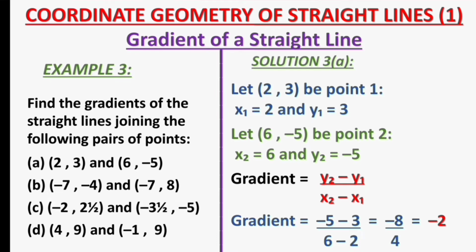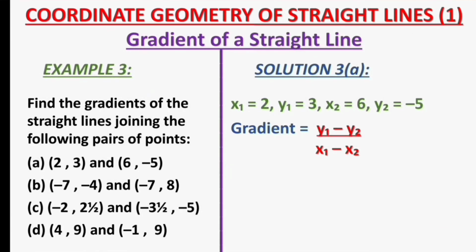Apart from using the formula y2 minus y1 over x2 minus x1 for the gradient of a straight line, can you remember the second formula that we can use for the gradient of a straight line? Let's see if you can. The second formula for gradient is y1 minus y2 over x1 minus x2. I hope you got that right.